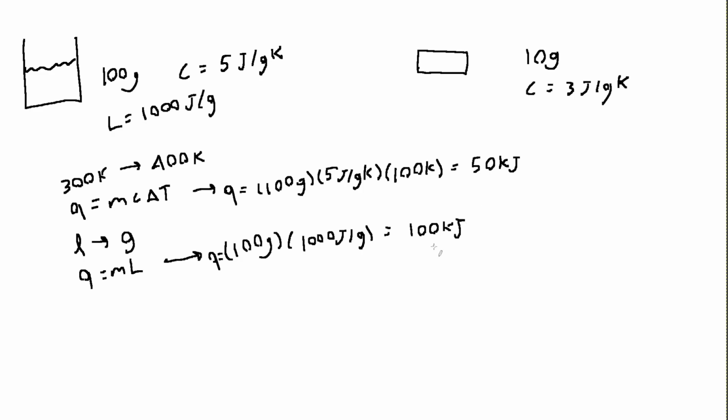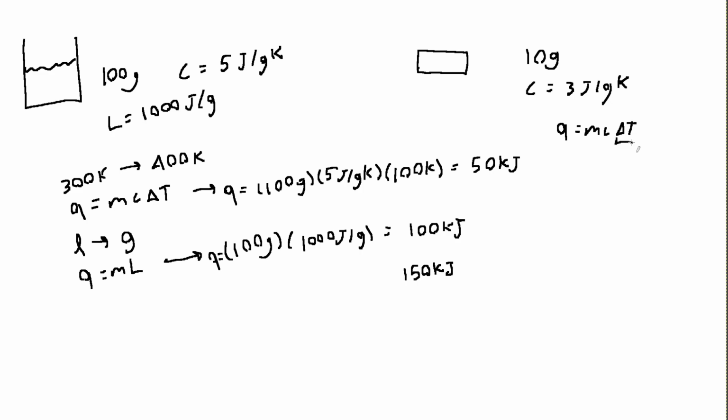So to get the total heating, we need to add these two because both of them happen. So we're going to get 150 kilojoules of total heating. So that's our total heating, and that's also the total heating for the metal. So let's now apply that to the metal. Now, since it doesn't melt, we can just use the Q equals MCΔT equation.